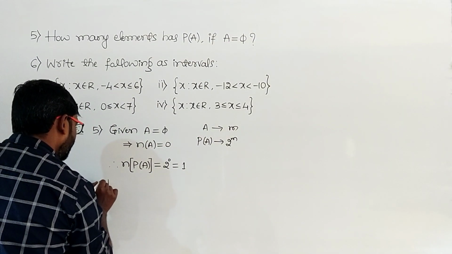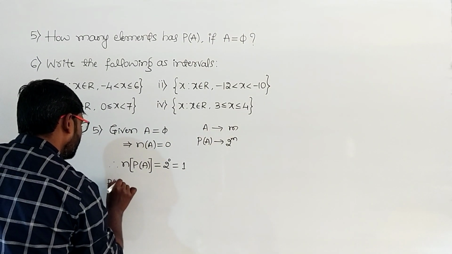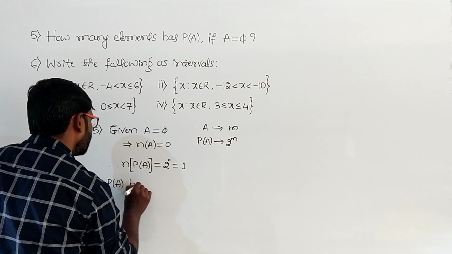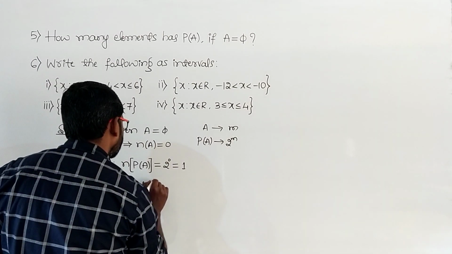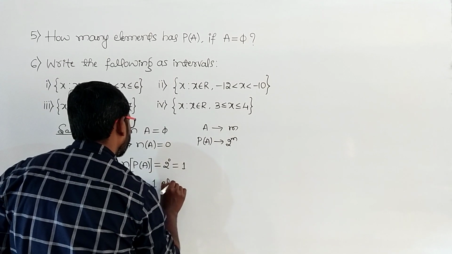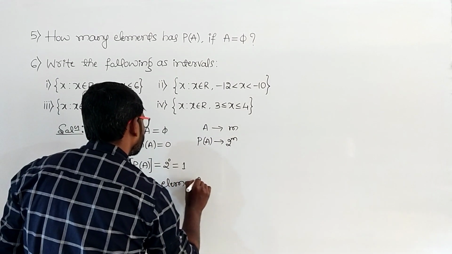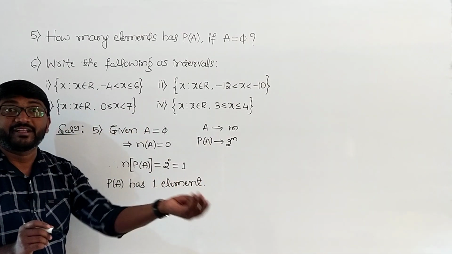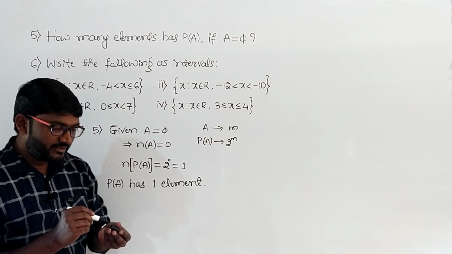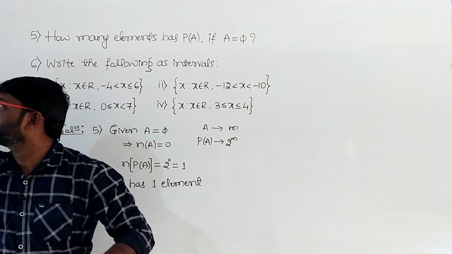P of A has 1 element. So this is the fifth question. Let us take up the next one. It is the sixth question.